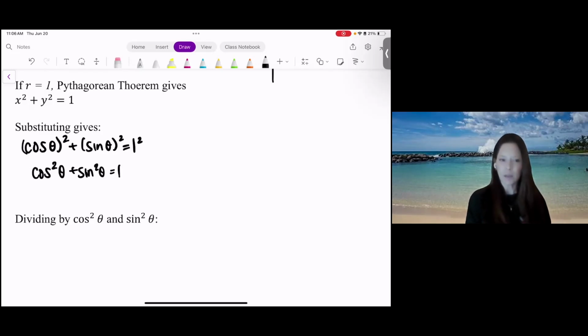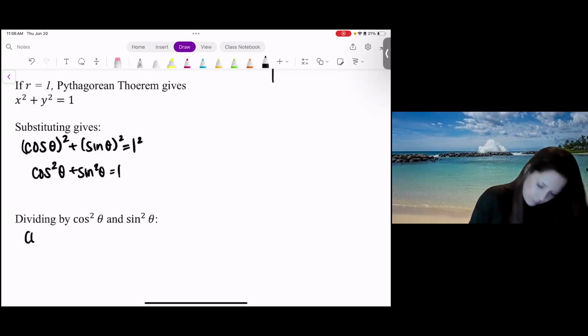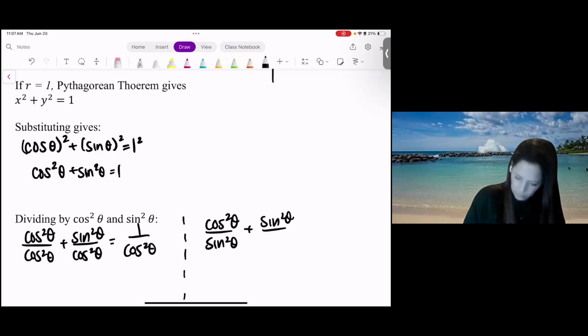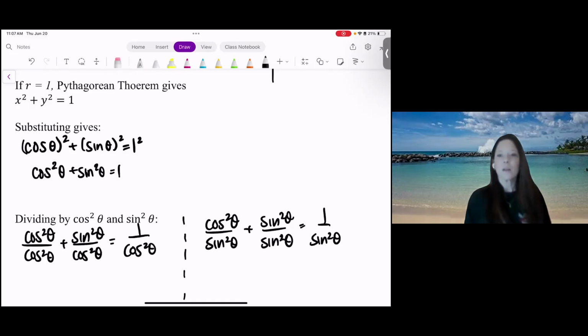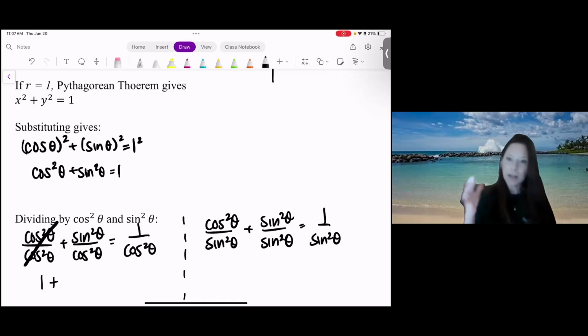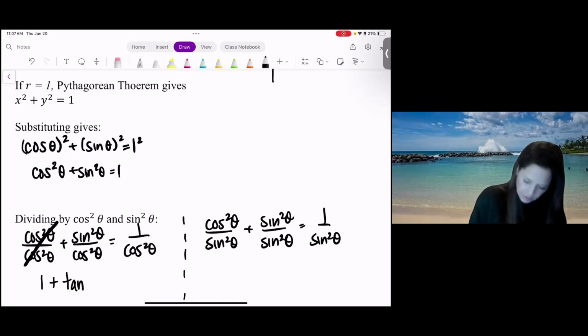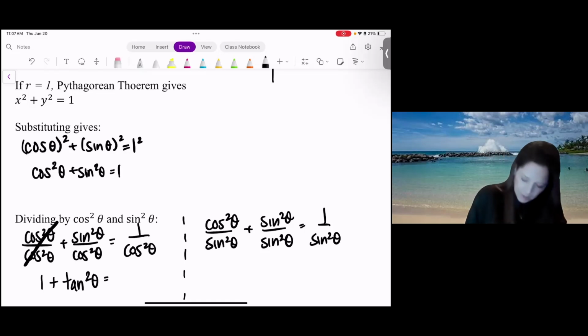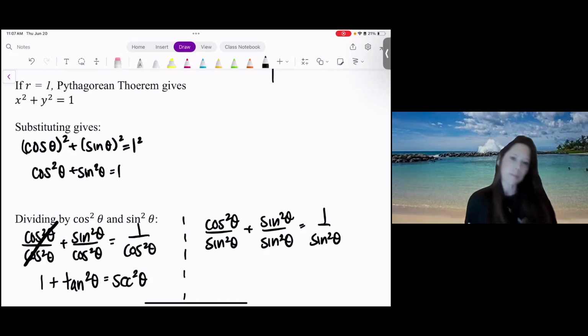If you divide by cosine squared theta and sine squared theta, we get 2 new identities. Simplifying, remembering our trigonometric functions that we've listed, cosine squared divided by cosine squared is 1. Sine over cosine is tangent, and that's tangent squared. So 1 plus tangent squared of theta, and 1 over cosine is secant, becomes secant squared of theta.